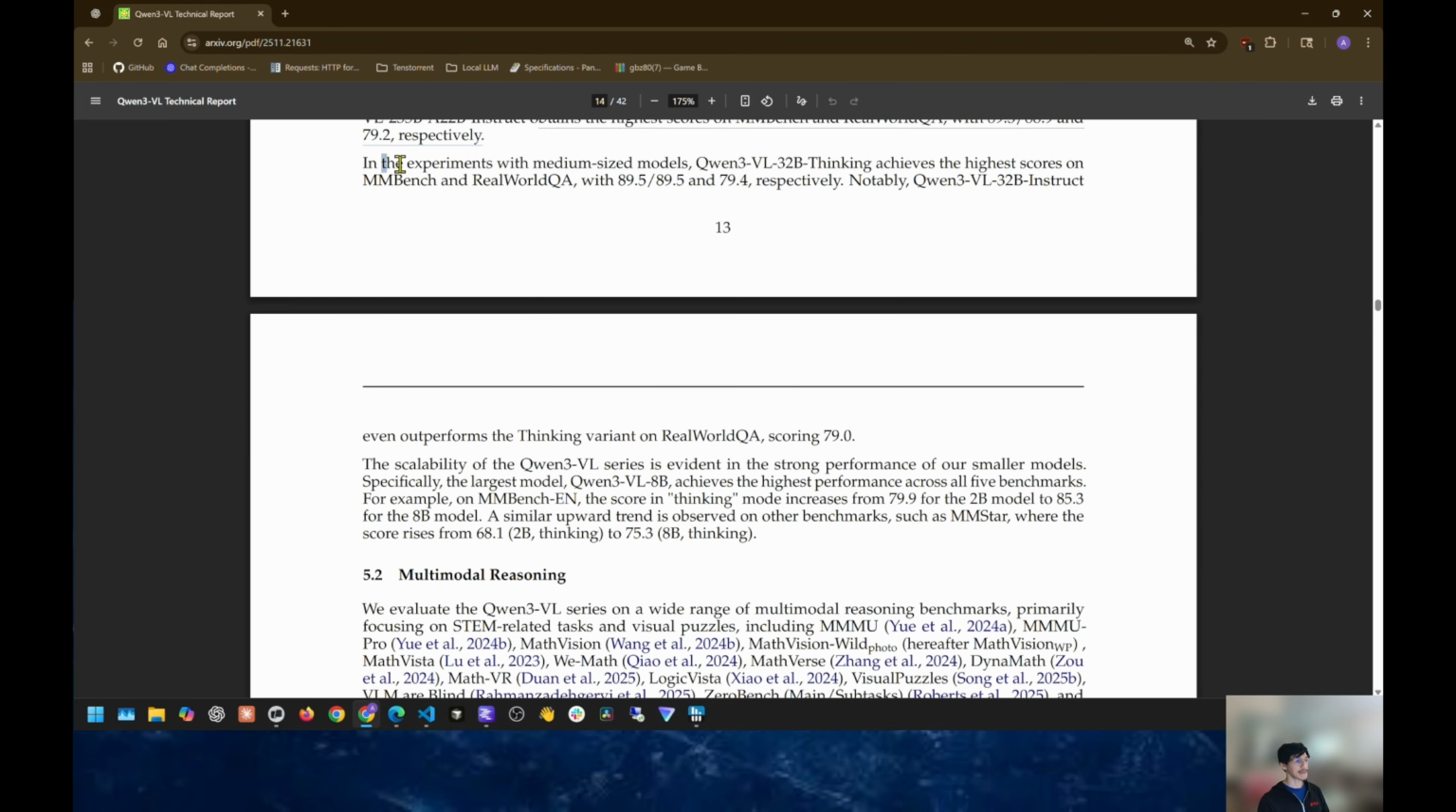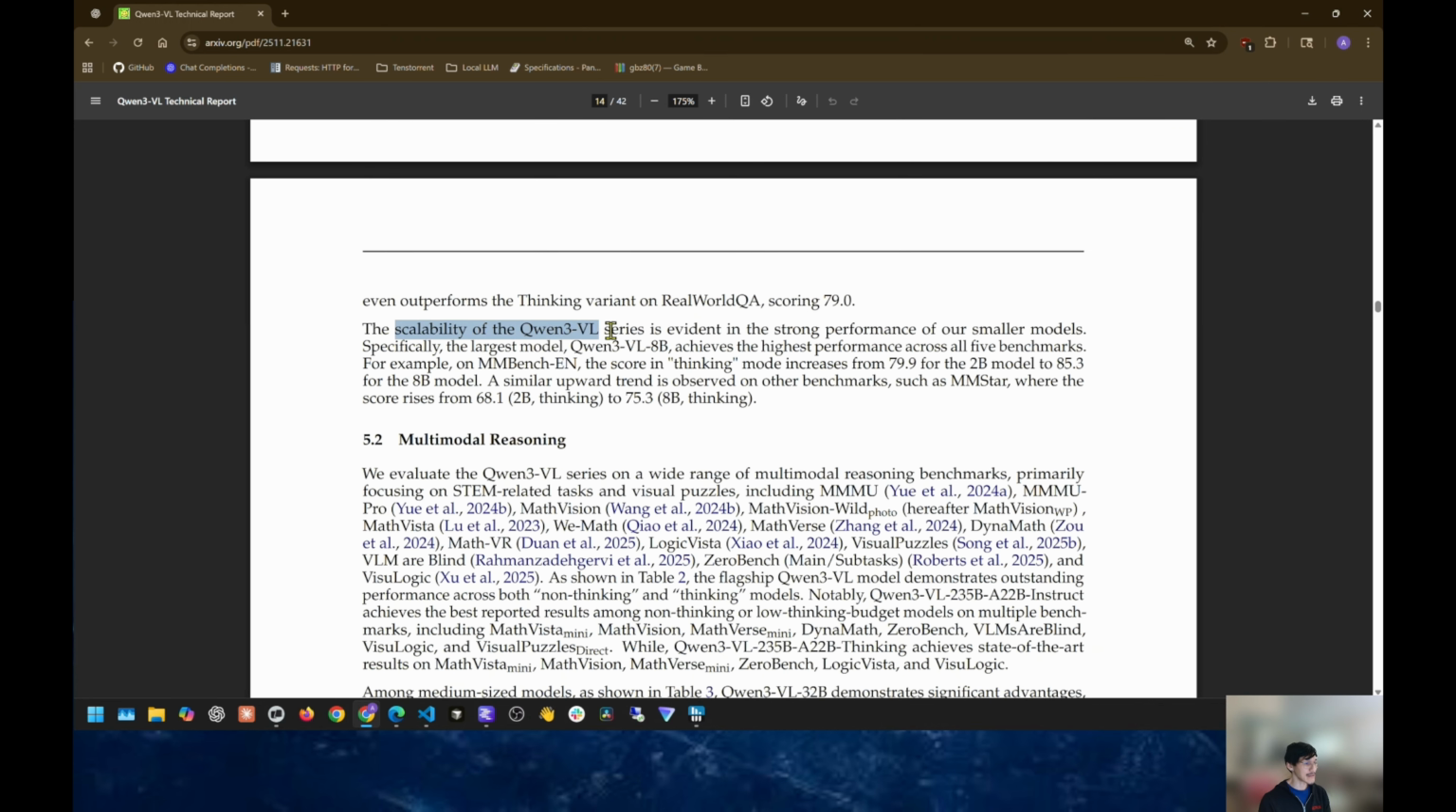In the experiments with medium-sized models, Qwen3-VL-32B-Thinking achieves the highest scores on MMBench and RealWorldQA with 89.5, 89.5, and 79.4 respectively. Notably, Qwen3-VL-32B-Instruct even outperforms the thinking variant on RealWorldQA, scoring 79.